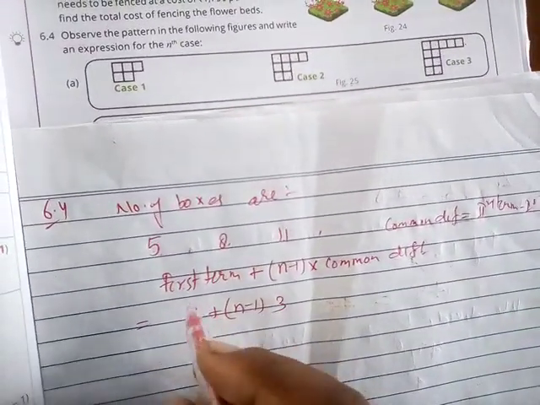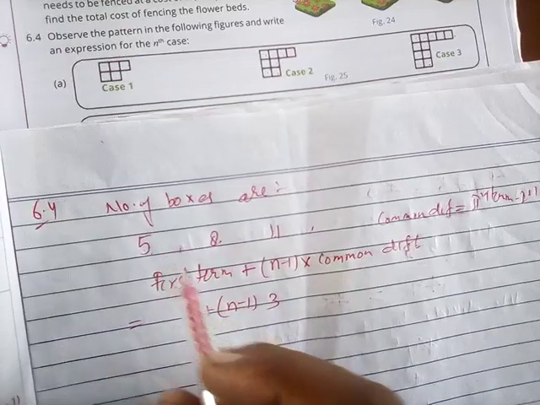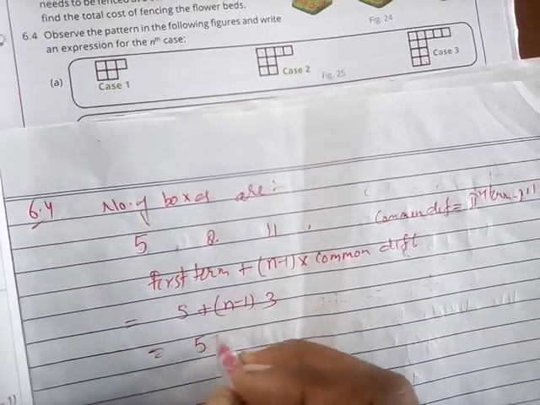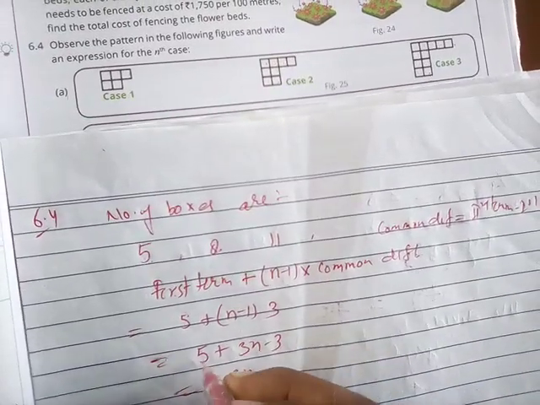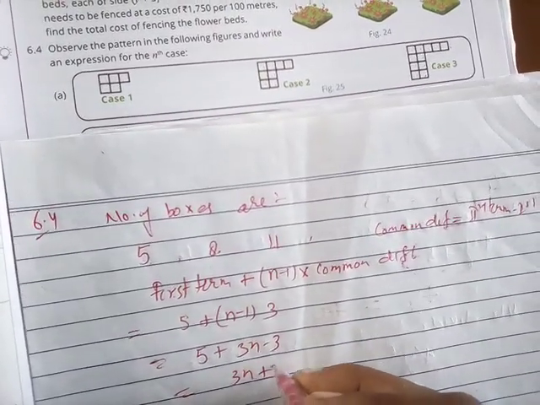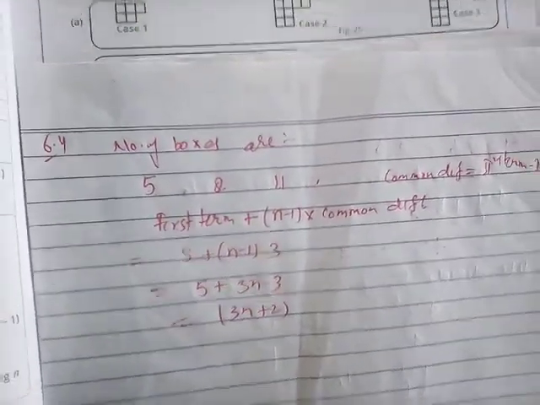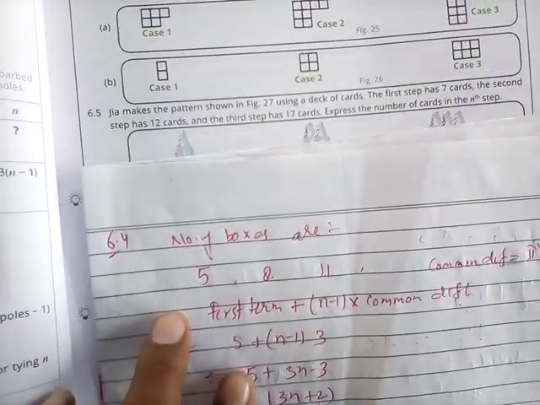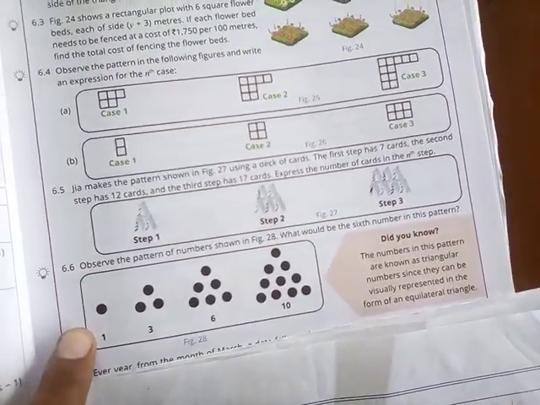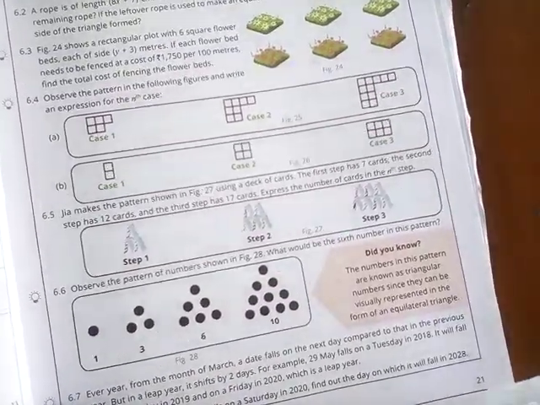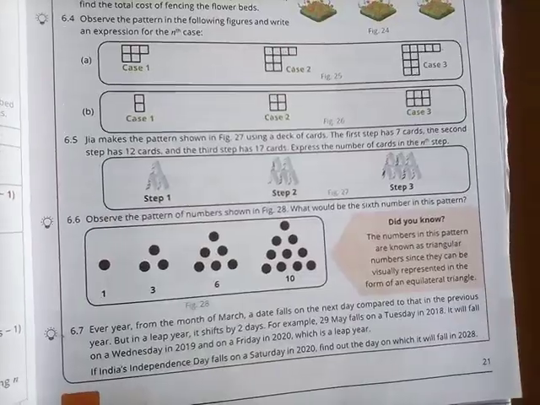Okay, so first term, that is 5, plus n minus 1, and common difference means 8 minus 5 we get 3. So 5 plus 3n minus 3, then 3n plus 5 minus 3 we get plus 2. So that will be the rule. So dear students, please solve the B part 6.5 and 6.6 and 6.7 also. Thank you.